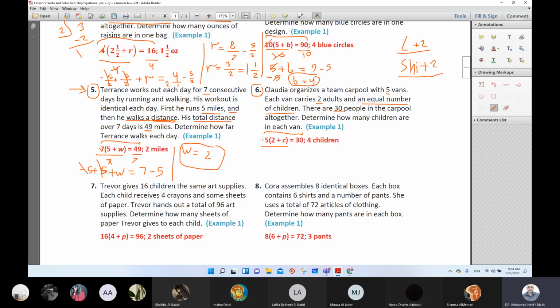So we want to remove 5 by dividing by 5. 5 divided by 5 will be 1, remains here 2 plus C equal 30 divided by 5 will be 6. Then we want to remove 2 from this side, so we can add the inverse of 2, negative 2, to the two sides. Minus 2 plus 2 will be 0, remains here C equal 6 minus 2 will be 4.